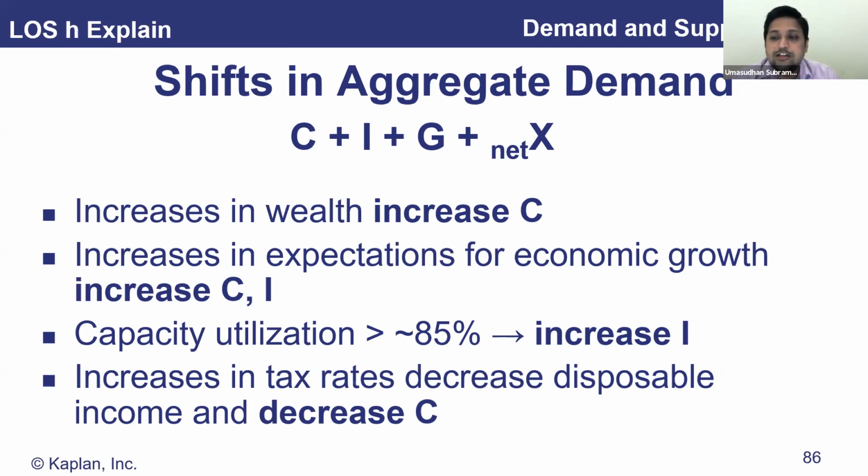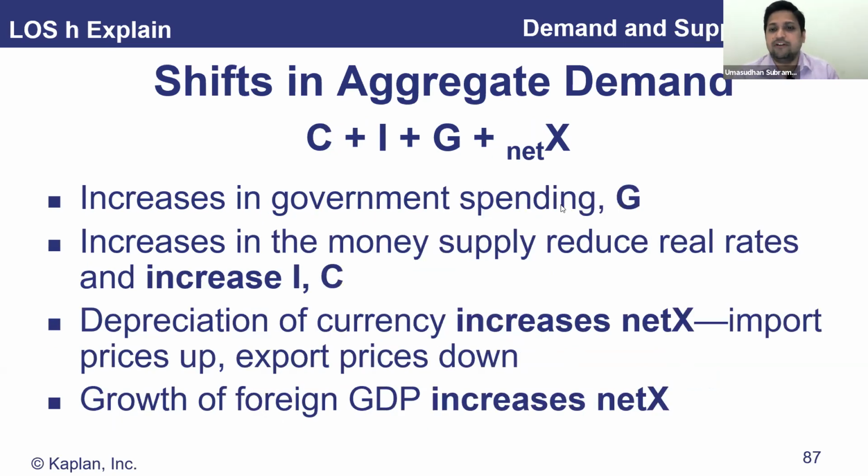Would you agree with me on a different statement? If the government is increasing taxes on businesses, then the businesses will reduce investments. If the businesses reduce investments, then your aggregate demand is again going to go down. Yes or no? Is that right? Okay, fantastic. That's good.